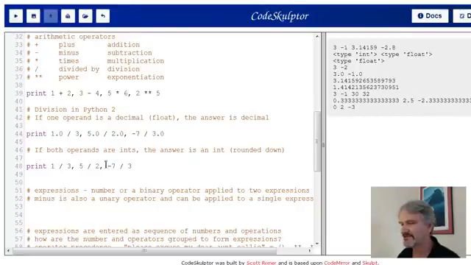For 5 divided by 2, which is 2.5, the integer answer would be 2 here. We rounded 2.5 down. If we do minus 7 divided by 3, the integer division is actually minus 3. We'll talk about division more later on when we talk about remainders, and we'll have a second operator, //, which is explicitly integer division.